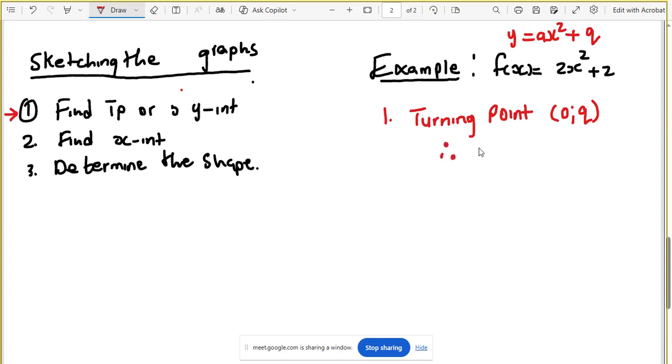Yes. Therefore, the turning point will be 0 and 2. That's your turning point. You move to the second point, you find the x-intercept. Tell me, how do we find the x-intercept?